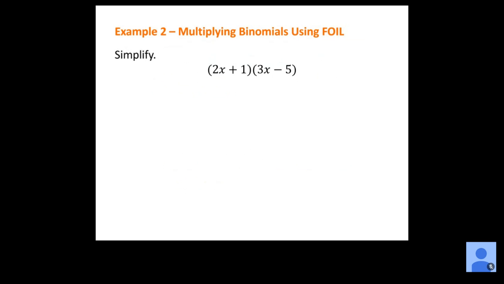All right, now multiplication. So if we have two binomials, so remember binomial means two terms, so 2x plus 1 and 3x minus 5, we can actually use the FOIL method to multiply these together. So remember, FOIL stands for first, outer, inner, and last.